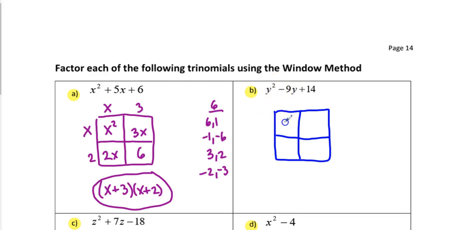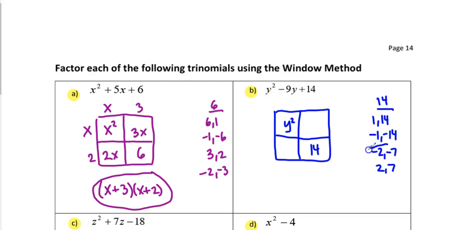Okay, so hopefully you made some progress here. Y squared here, 14 here. Make a list for my 14. 1 and 14, -1, -14. I think that's it. So I need a pair that adds up to -9y.